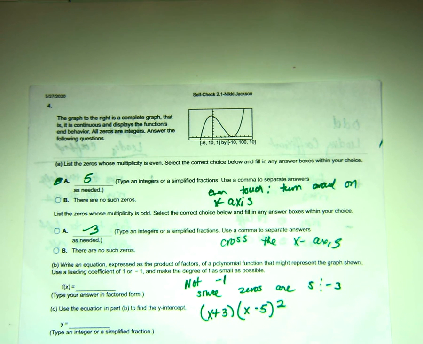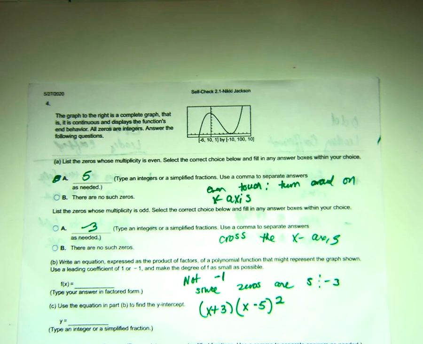Pay close attention to what it says. It says list the zeros whose multiplicity is even. Well, remember, if it's even multiplicity, it's going to touch and turn around. So notice how it's touching right here and then bounces back up at the negative 5. Then it says list those whose multiplicity is odd. Well, notice how it crosses the x-axis right here at negative 3. Now we have to figure out how to write an equation for this.